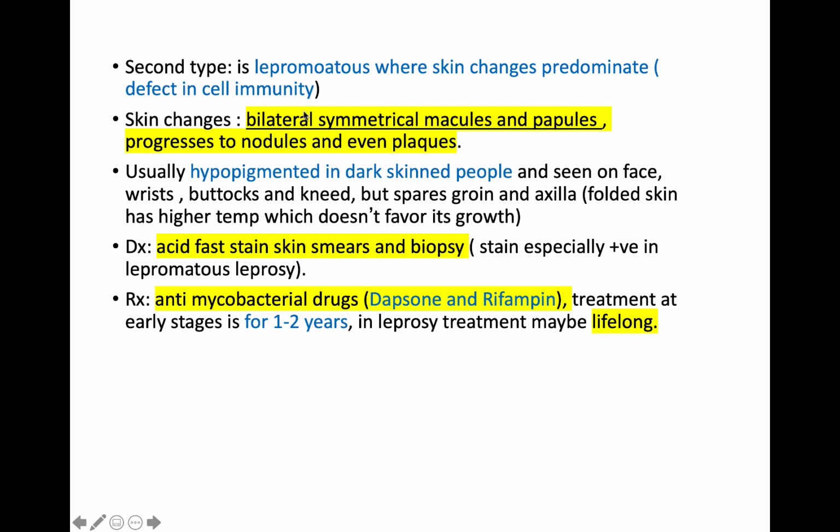Skin changes will have bilateral symmetrical macules and papules, which progress to nodules and even plaques. Usually hyperpigmented in dark-skinned people, seen on the face, wrists, buttocks, knees, sparing the groin, axilla, and folded skin, which has higher temperature, which doesn't favor the growth. Diagnosis: acid fast stain, skin smears, and biopsy again. Antimycobacterial drugs, dapsone, rifampin. Dapsone is unique to leprosy. Treatment at early stages is for about 1 to 2 years, and leprosy treatment may be lifelong.